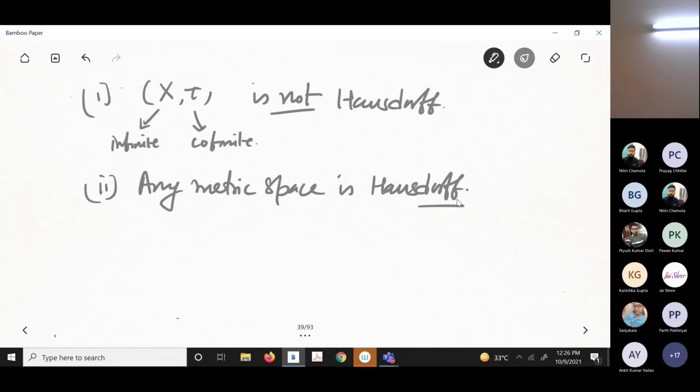In fact, I have used it. Result in page 133. I must have defined Hausdorff before. Let me see where the definition is. It is on page 132 that I have defined. This is very important.